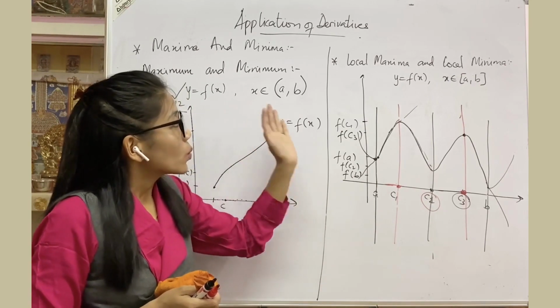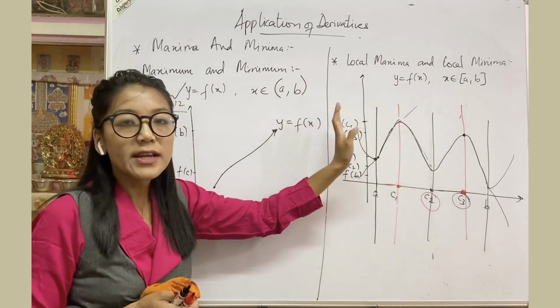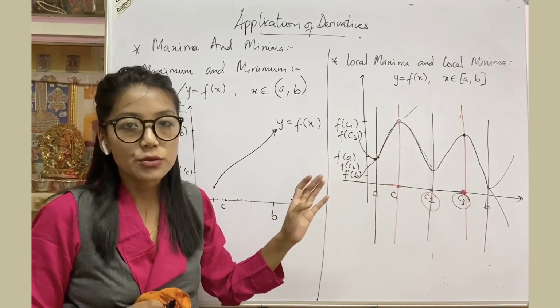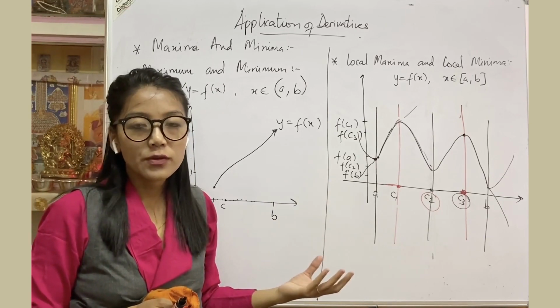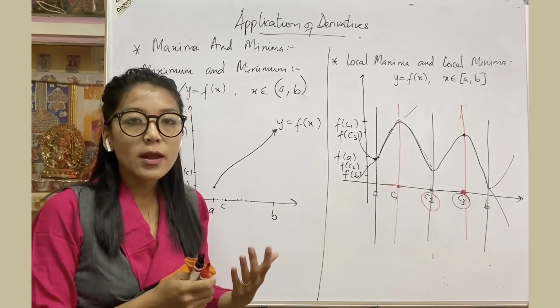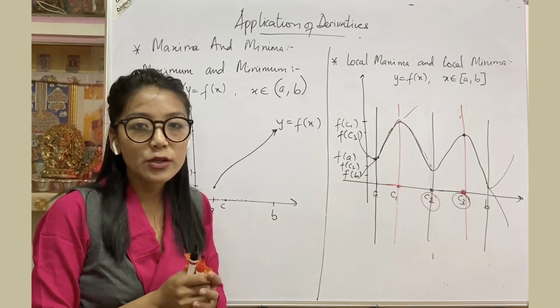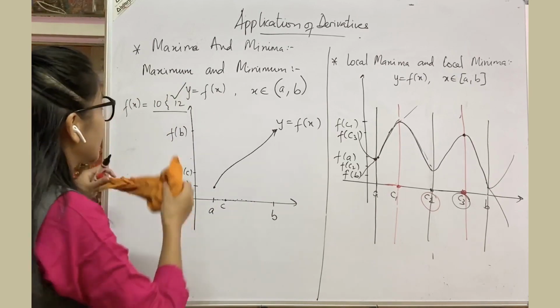Now we are going to apply derivatives in finding the local maximum and local minimum value of the function. So now you know what we mean by local maximum and local minimum value of the function. We will be applying derivatives to get the local maxima and local minimum value of the function. This is what we are going to discuss today.